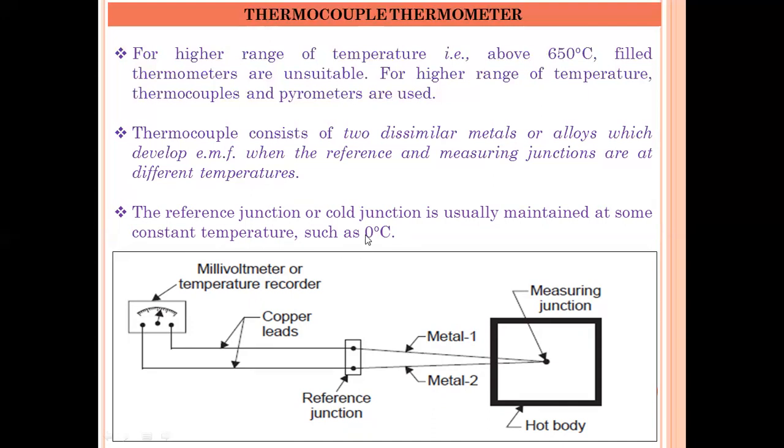Generally, the reference junction or cold junction is maintained at some constant temperature, such as 0 degrees Celsius, or you can maintain the reference junction at any temperature, so that you can measure the temperature of a body from the measuring junction with the help of the EMF induced by these two different metals. So this is all about the thermocouple thermometer.